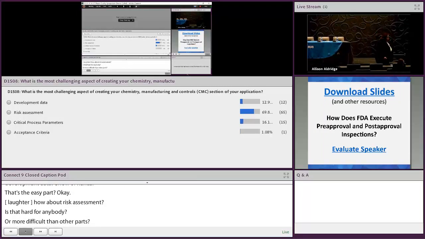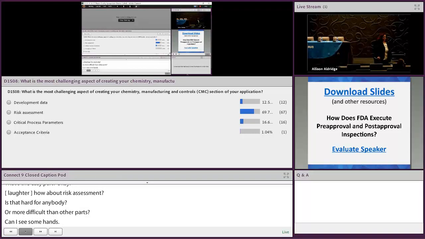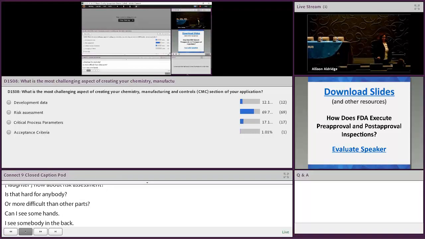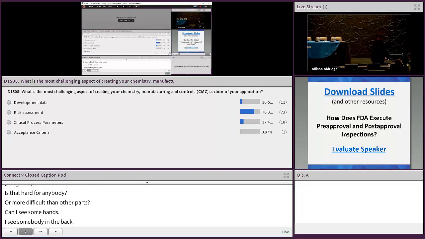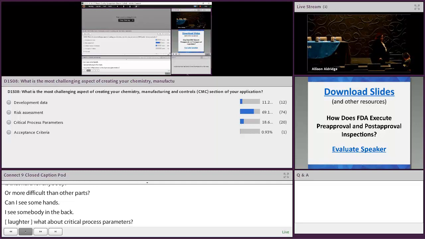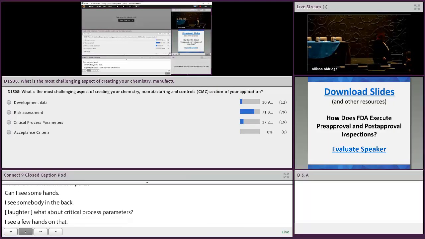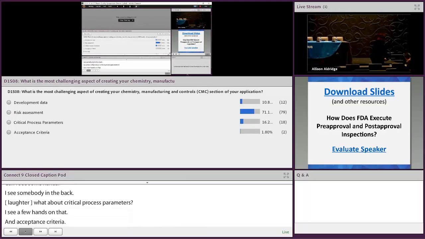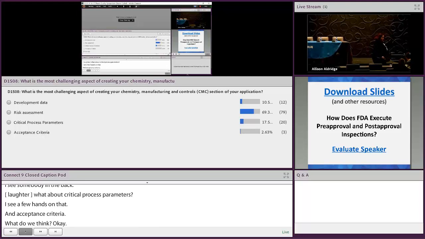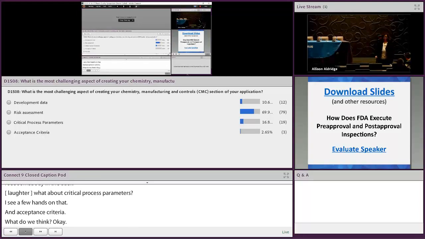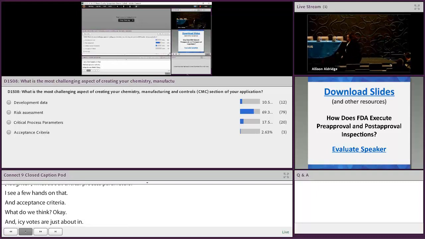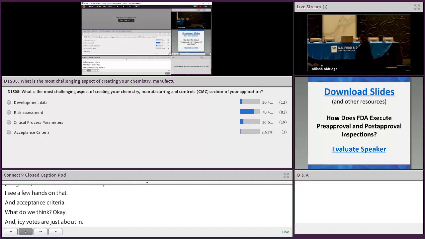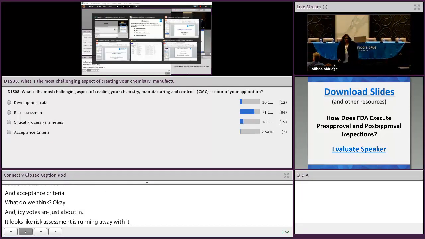What about the critical process parameters? I see a few hands on that. And then there's acceptance criteria. What do we think? Okay. And I see the votes are just about in, but it looks like risk assessment is running away with it. So hopefully there's a few people in the room that have concerns about risk assessment, but they're just a little shy about saying it.